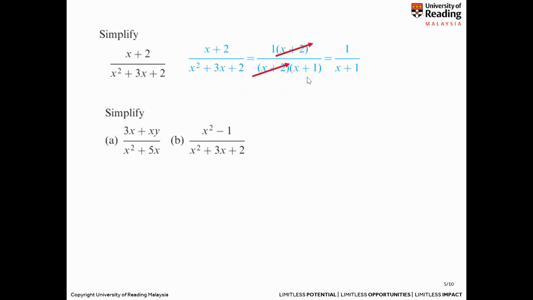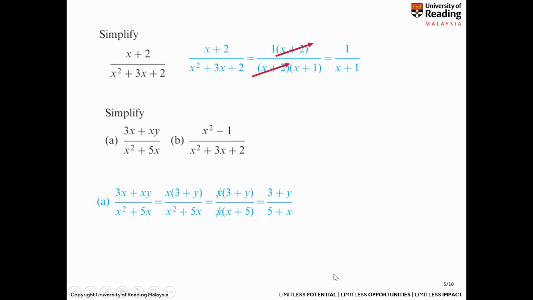Try to do these two questions, part A and part B, on your own. Let's check your answer. For part A, for the numerator, you factorize x. The denominator also you factorize x. Then you cancel the x from both numerator and denominator. That will give you 3 plus y over 5 plus x.